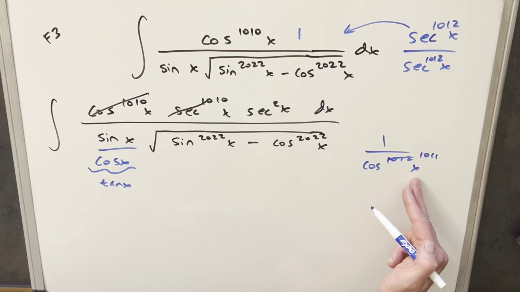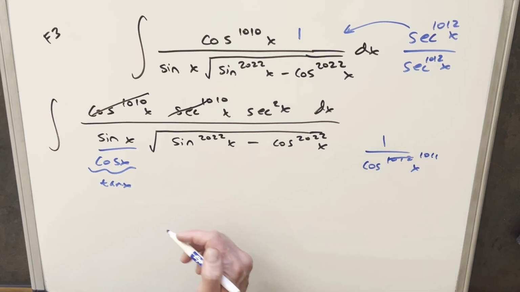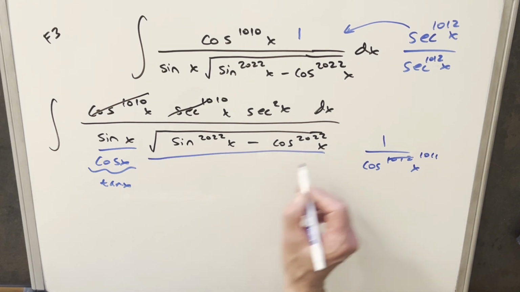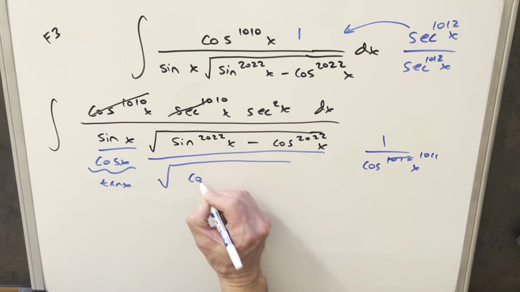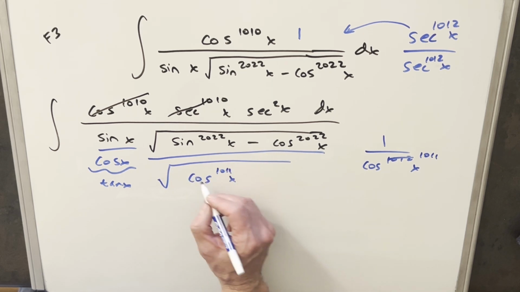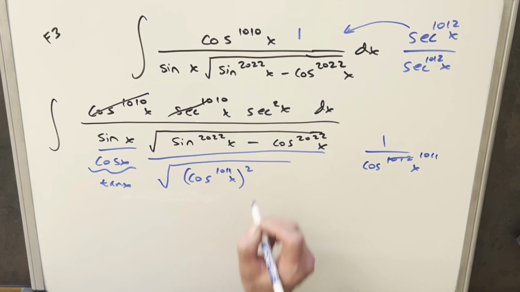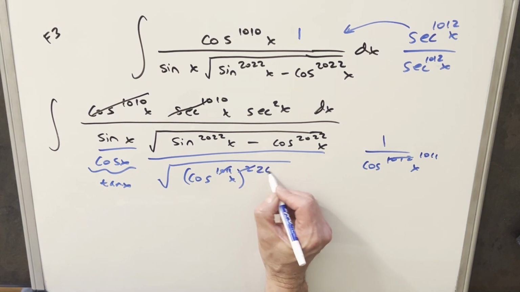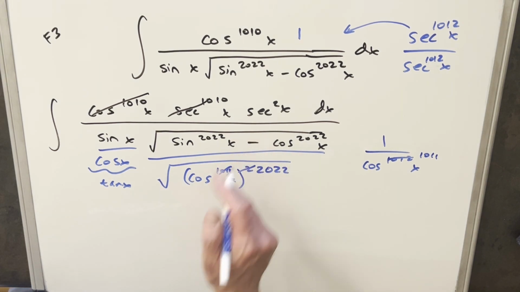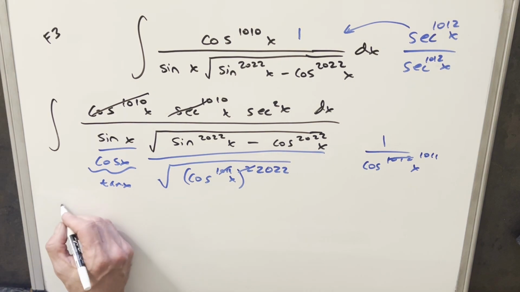But then I'm going to want to take this cosine x to the 1011 and bring it inside this square root. So I can rewrite this as the square root of cosine x to the 1011, but inside the square root I just need to square it. So then this here is actually going to turn into cosine x to the 2022, which sets me up to divide it in here.